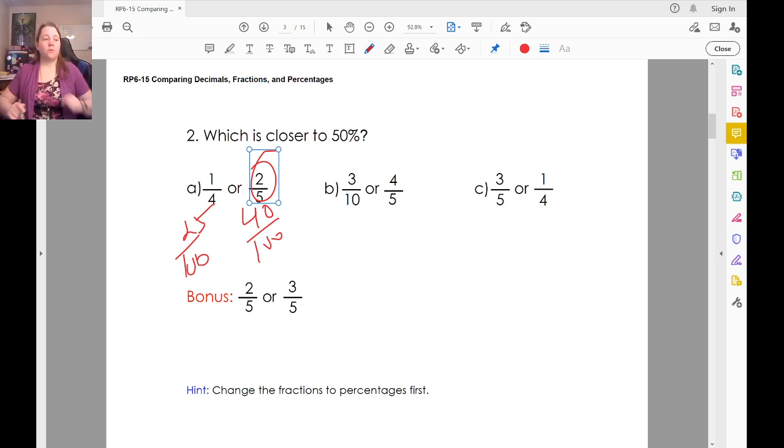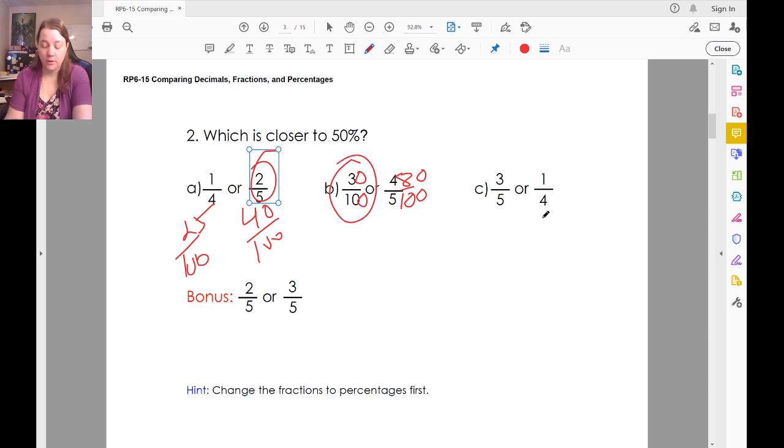3/10 or 4/5. 3/10 over 100 would be 30 over 100. 4/5 is the same as 8/10. 8/10 is 80 over 100. What's closer to 50? The 30.